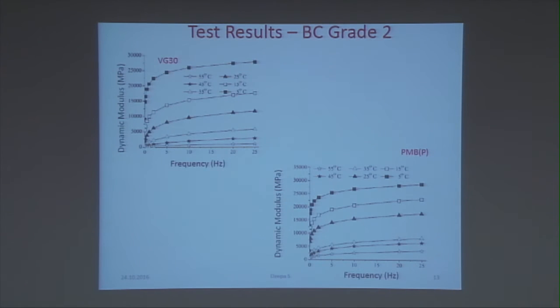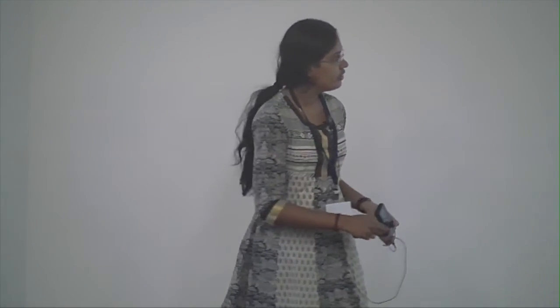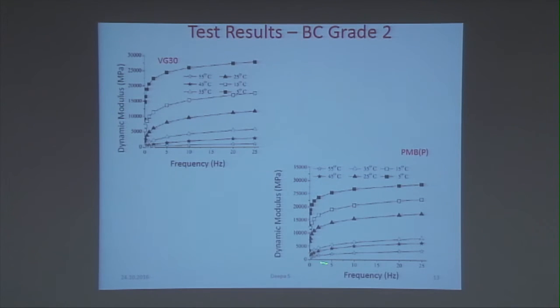Now let me show you some of the interesting results we obtained in our laboratory. This is for BC grade 2. You can see that at 5 degrees the dynamic modulus value is higher, and the dynamic modulus is seen increasing with increase in frequency and decreasing with increase in temperature. So, at 5 degrees we have the maximum dynamic modulus, whereas at 55 we have the least. The same trend is obtained for all the other binders also. Like you can see for plastomer, with frequency the modulus is increasing and with temperature it is decreasing.